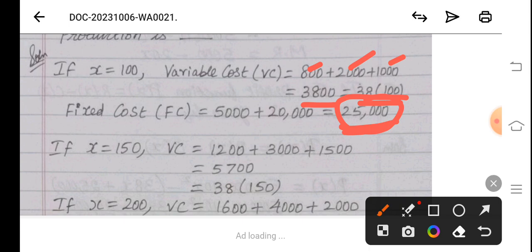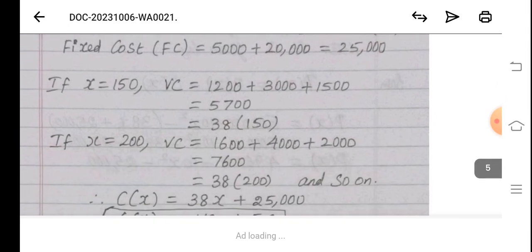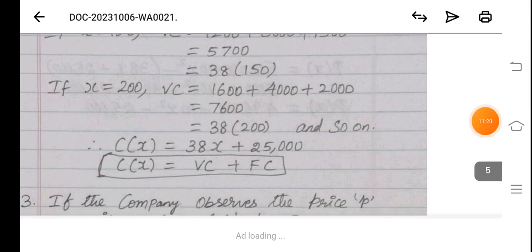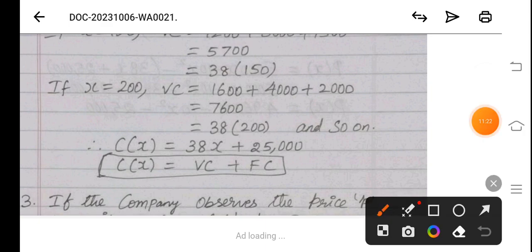So x equals 150. The variable cost is 1200, 3000 and 1500. We already saw 5700. 38 and 150, if you multiply, we are getting that 5700. Sir, we will get it like that, right? Yes, we will get it. So now x is 200, right? Again you add 1600, 4200 and so on, 7600, and you are getting 38 into 200. So like this it is going on, 38 into 250, 38 into 300, and so on.